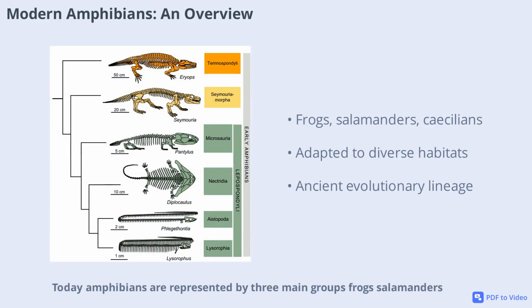Today, amphibians are represented by three main groups: frogs, salamanders, and caecilians. Despite their ancient origins, they continue to thrive in a variety of habitats around the world. Their unique adaptations, such as cutaneous respiration and dual life cycles, make them fascinating subjects for evolutionary study.